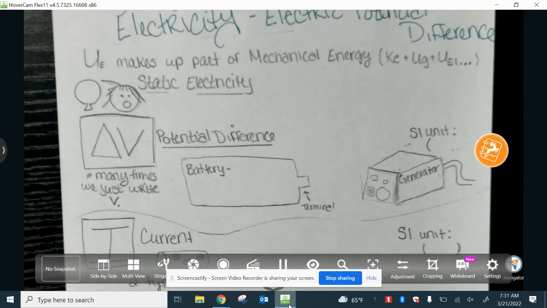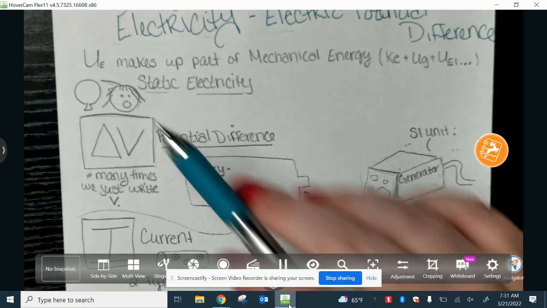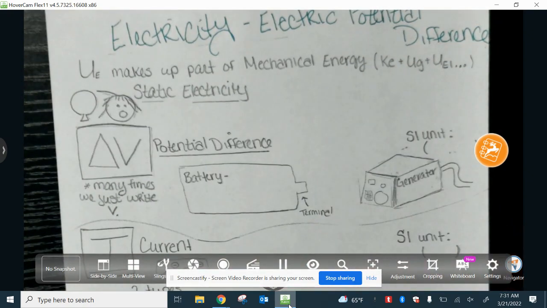This is a couple units ago, but remember how kinetic energy was KE and potential was U. And so U-elec makes up part of the mechanical energy: the KE, the potential due to gravity, the potential due to elastic, all that good stuff. It is part of that mechanical energy.